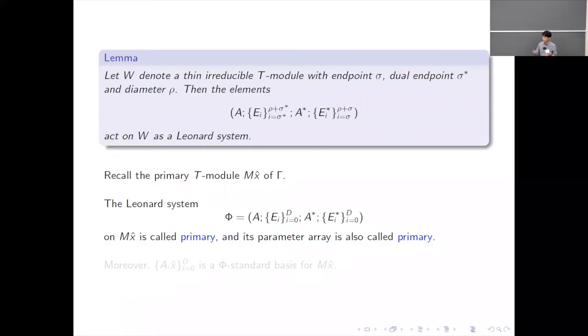And because we have a Leonard system, what is the standard basis? The basis is nothing but the A_i x hat, actually the characteristic vector of the ith subconstituent. And also the matrix representing the adjacency matrix with respect to this standard basis is a tridiagonal matrix. These entries actually coincide with the intersection numbers of graph gamma.